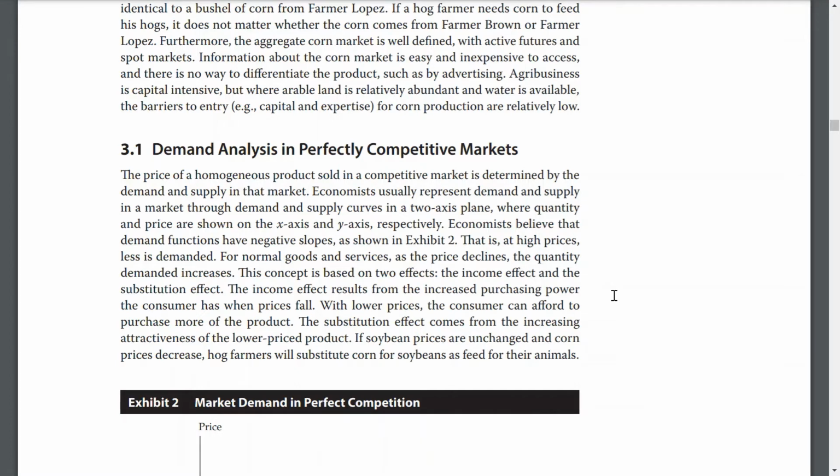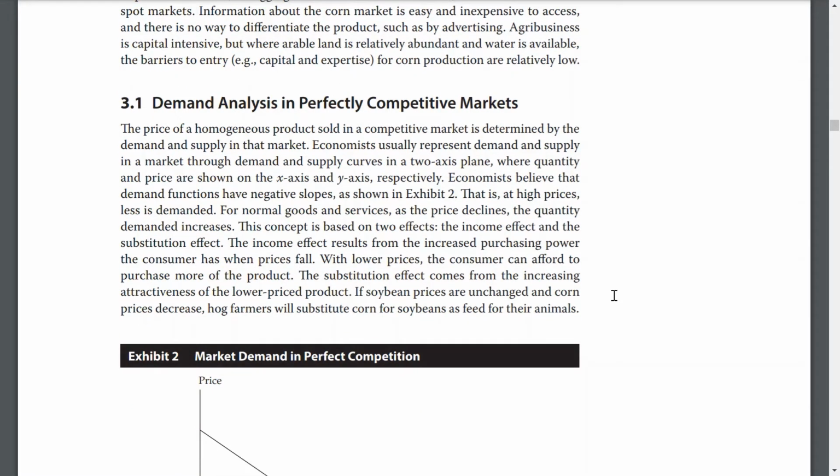The price of homogeneous products sold in a competitive market is determined by demand and supply. In the market, economists usually represent demand and supply through demand and supply curves. In a two-axis plane, the quantity and price are shown on the x-axis and y-axis respectively. Economists believe that demand functions have negative slopes, as shown in Exhibit 2.